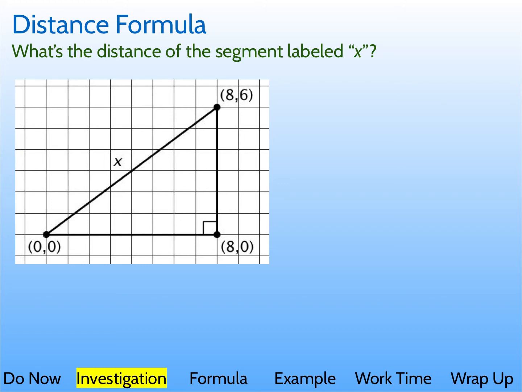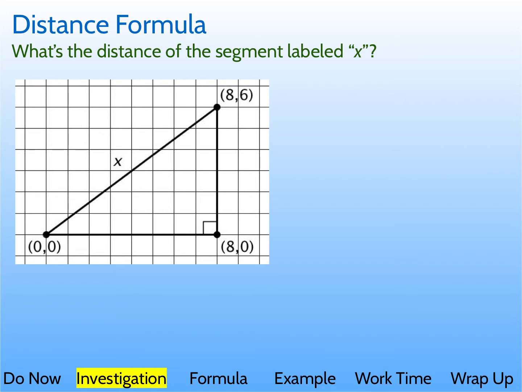Okay, so we're looking at the distance formula today, and what we have to do in this problem is find the length of this diagonal line here with the x on it. So first thing I'm seeing here is that we have a right triangle. If we have a right triangle, if we know these two sides, we can just use the Pythagorean theorem.